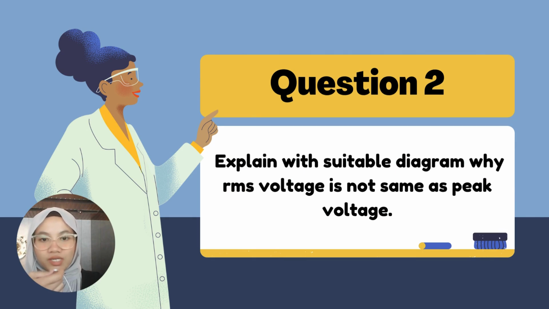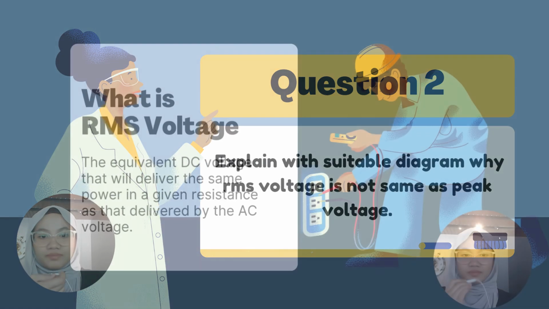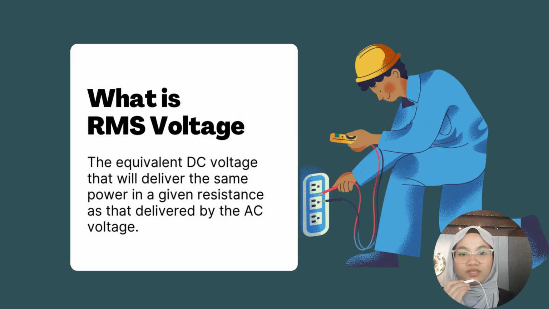The question is: explain with a suitable diagram why RMS voltage is not the same as peak voltage. At first, I will define RMS voltage and peak voltage. RMS voltage is the equivalent DC voltage that will deliver the same power in a given resistance as that delivered by the AC voltage. It gives the effective value of AC voltage. In a sinusoidal wave, the RMS value is lower than the peak value.